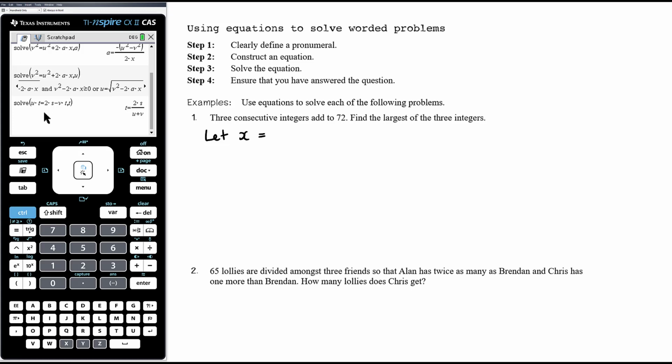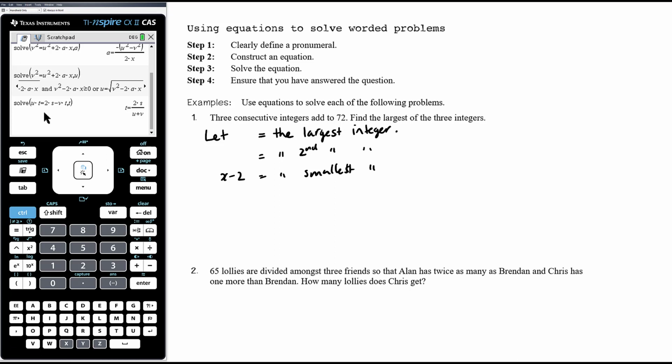If we were to let x equal the largest integer, then if we wanted the second largest integer and then the smallest integer, well, if x is the biggest one, then x minus 1 is the next one down and x minus 2 is the next one down. Now they're going to work. We can build the equation with those 3 variables.